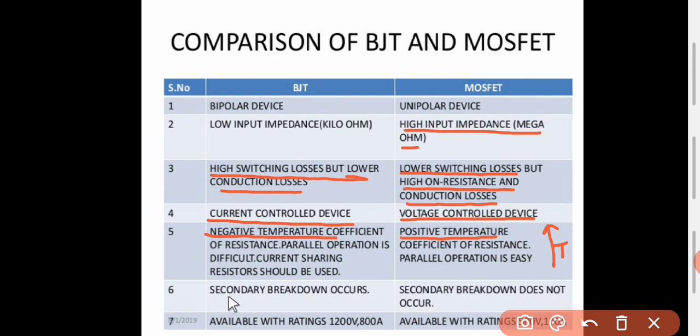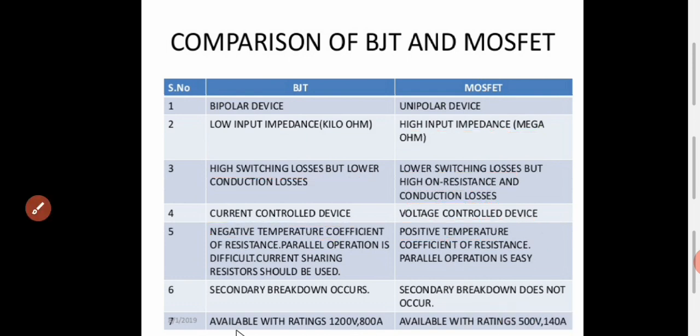There may be chances of second breakdown occurring in BJT, while second breakdown does not occur in MOSFET. The available rating of the BJT is 1200 volt to 800 ampere, and the MOSFET available rating is 500 volt to 140 amperes.